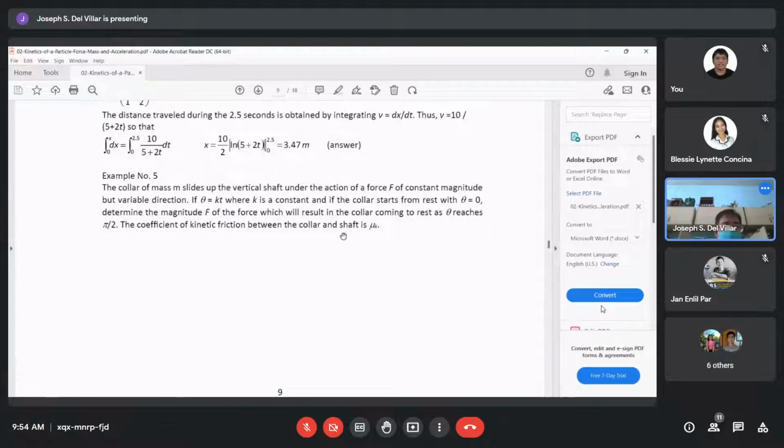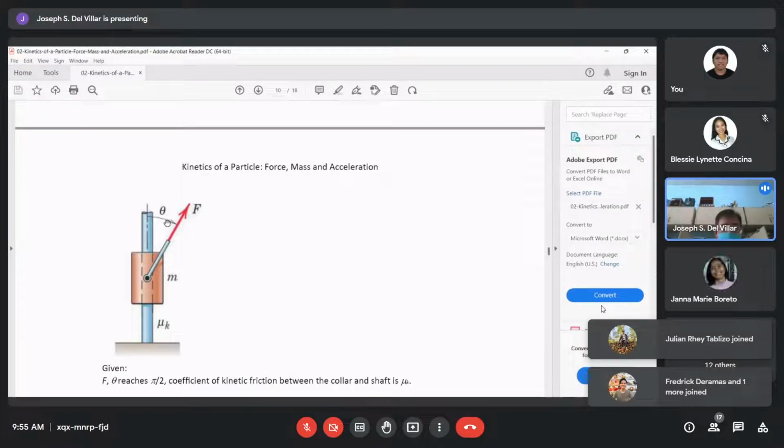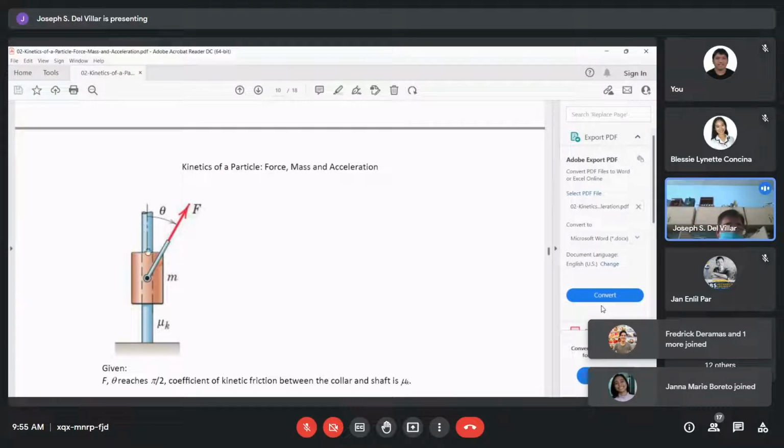Okay? So the collar of mass M slides up the vertical shaft under the action of a force F of constant magnitude but variable direction. So this collar slides up by virtue of this force. And this force is constant except that the angle of the force with respect to the shaft is varying. So the direction of this force can go lower or higher. But the collar slides up.